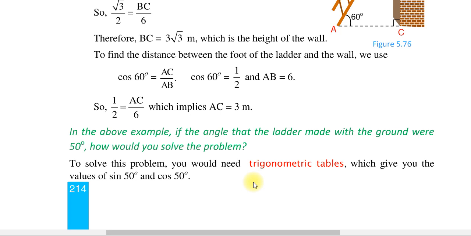So in this way we can calculate to solve this problem. For example, in the above example, if the angle that the ladder makes with the ground were 50 degrees, how would you solve the problem? Now 50 degrees is not a special angle, so how can we solve it?